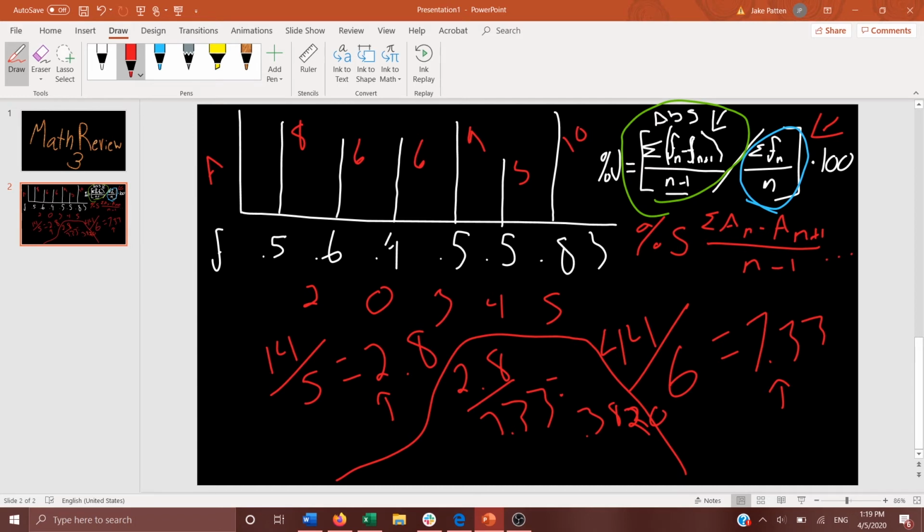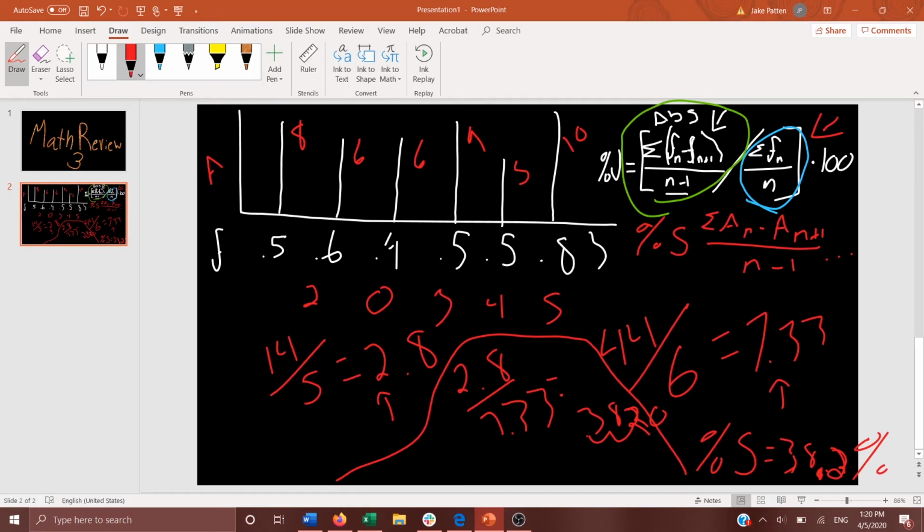And then you're going to multiply that by 100, so you move that decimal over by 2 places, and you end up with percent shimmer equals 38.2%. I forget that I can go off the edge of that every time. 38.2%. Okay, so that's jitter and shimmer.